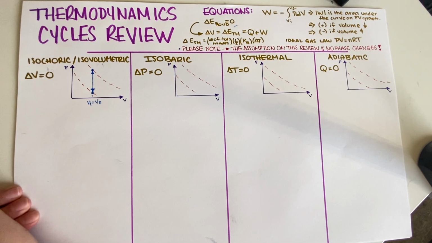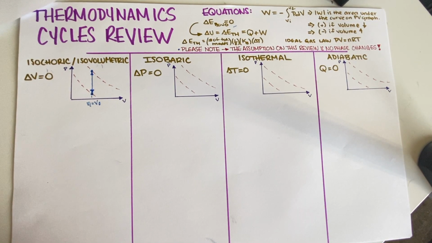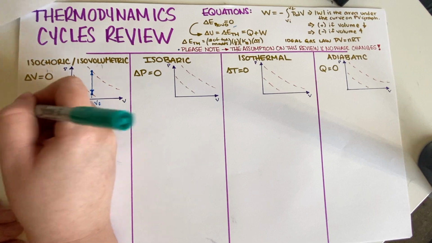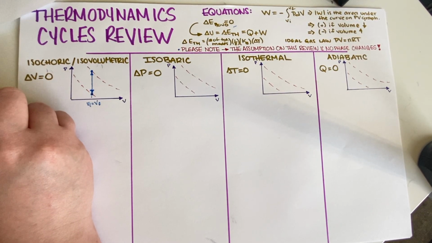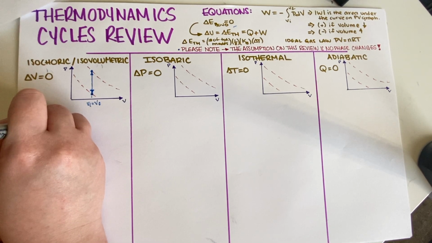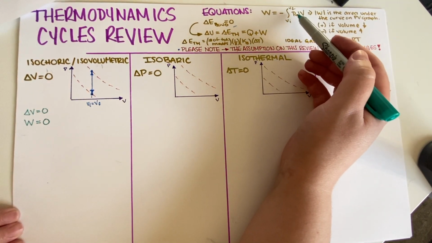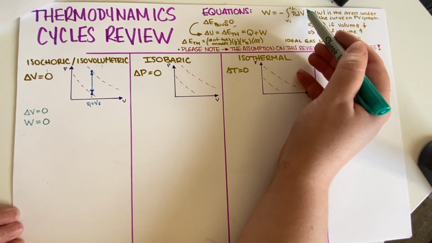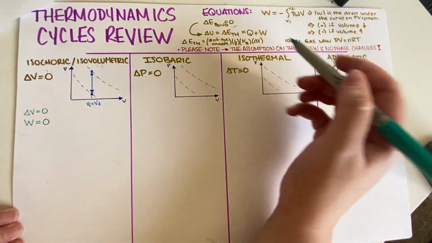The first thing that greatly simplifies is your work. Your delta V is equal to 0, and this means that your work is equal to 0. Now, why is this the case? Because work is pressure times change in volume. If your volume isn't changing, then this is 0. So if your volume doesn't change, then your work is equal to 0.